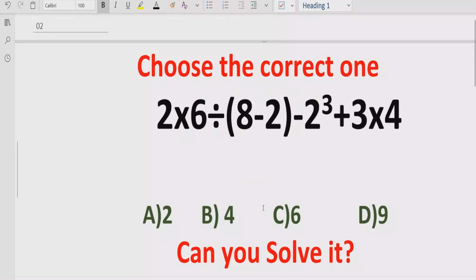Today we will solve another quiz which is related to arithmetic expressions. The quiz contains the basic operations: plus, minus, multiplication and division. We have to solve this quiz using the PEMDAS and BODMAS method and find out the correct answer. In the answer list, we have 4 answers: 2, 4, 6 and 9. So let's see after solving it which answer is correct.